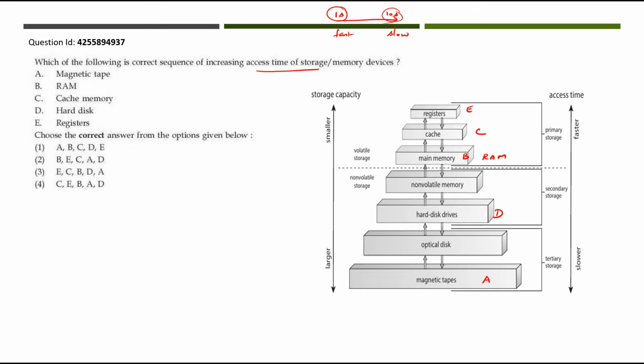So the order in increasing access time will be from fast to slow, because in fast the time is less, in slow the time is more. So we have to move from less to more, that is increasing order. The order will be E, C, B, D, A. Option number 3, E, C, B, D, A, will be the right answer.